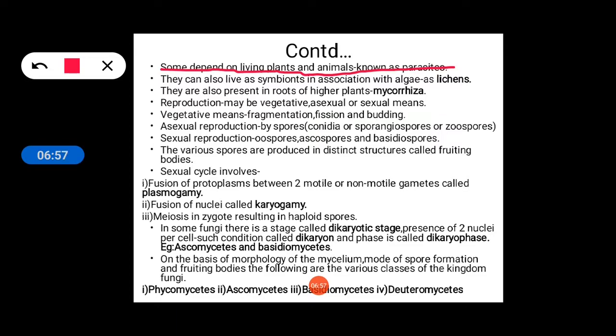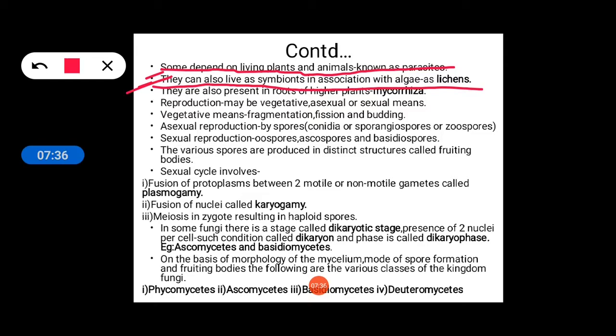They can also live as symbionts in association with algae as lichens. So, this is a very important point. There is a combination of fungi with algae. That means there is an association of algae with fungi, and this association is known as lichen, and this is a symbiotic association. That means here both the algae and the fungi which are in close association are benefited.